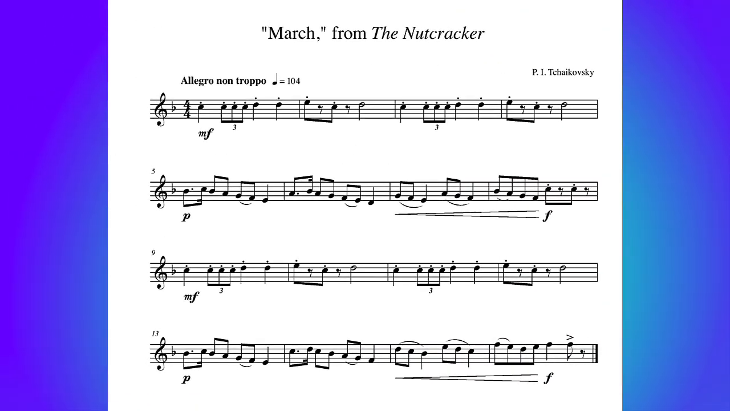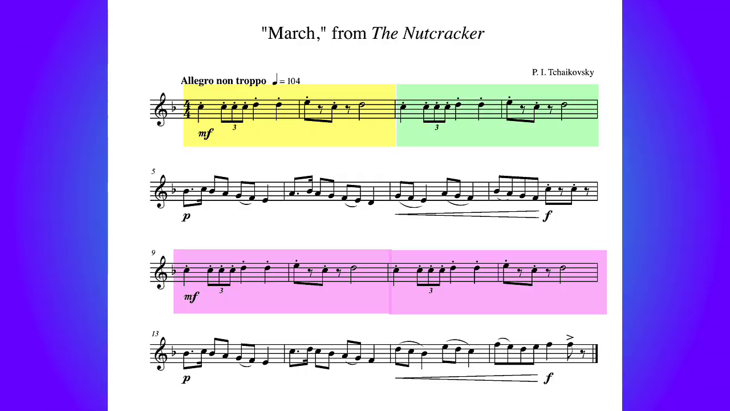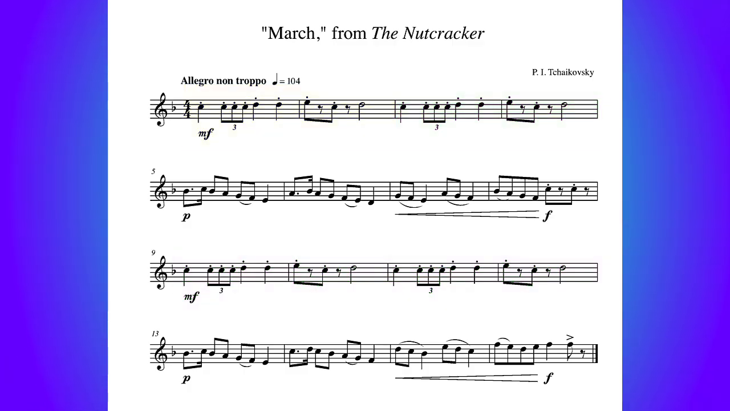For this review activity, I've chosen the March theme from the Nutcracker. The reason I like it is it has lots of repetition. You'll notice that measures 1 and 2 are repeated in measures 3 and 4, and then again in measures 9 and 10 and 11 and 12, so we can review all sorts of ways for copying that music once we enter it the first time.